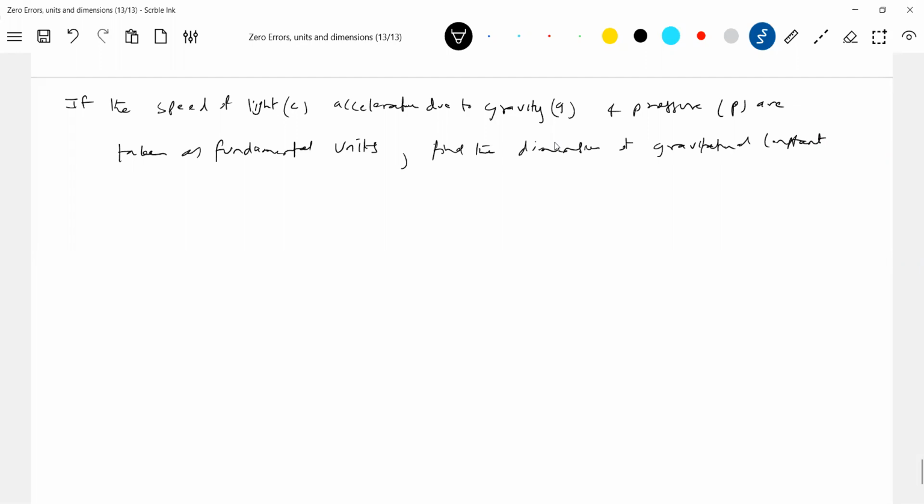How to get into this one? So first, what are the dimensions of G? M minus 1, L 3, T minus 2. I think first you should have the idea. What we are trying to do is express the gravitational constant in terms of the speed of light.